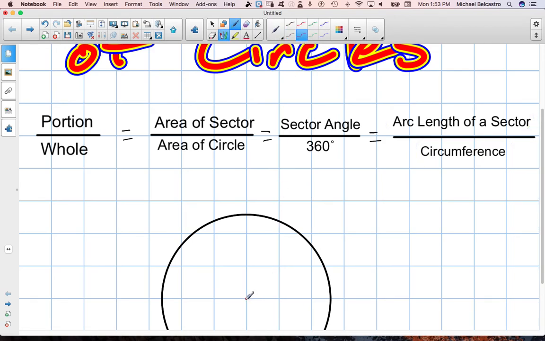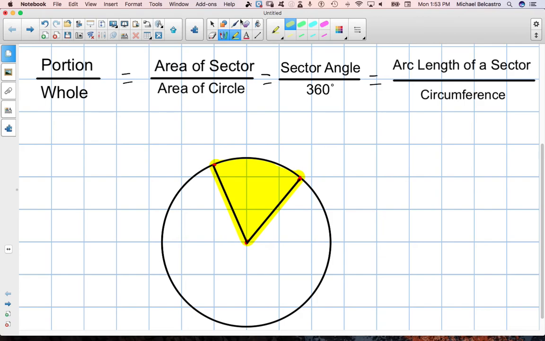So we have the center of our circle here. A sector is essentially the idea of two radii splitting a piece of a circle. Think of it like a piece of a pie, which would be considered a sector of a circle. So right here, we have a sector of the circle. And this goes along with the idea of a portion and a whole. This is a portion of the pie. This would be considered the entire pie. The area of the sector divided by the area of the circle.